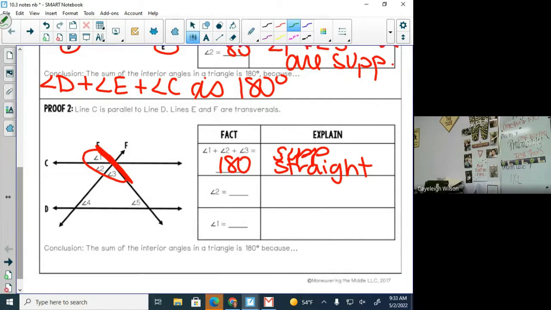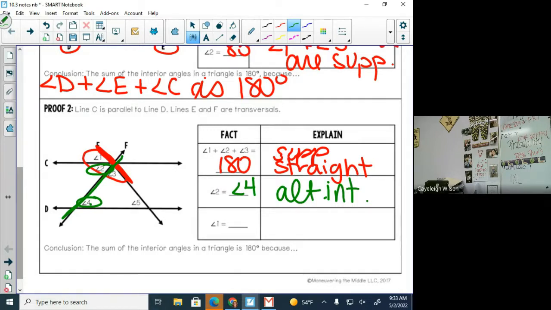So, angle 2, they want to know what it's equal to. It's equal to angle 4 because these are on a transversal, they're alternate, and they're interior. So it's equal to angle 4 by alternate interior angles. They have to be directly across from each other.